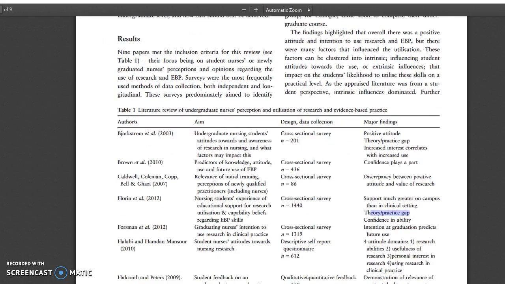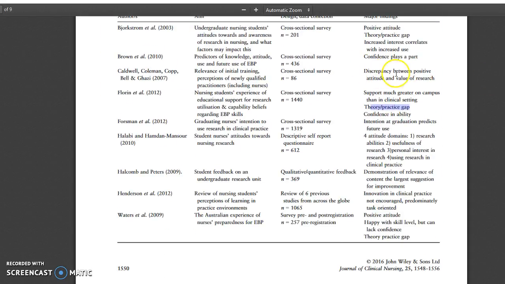So, sorry. When we look here, we can see a discrepancy between positive attitude and value of research. I'd be having a look at that and asking, well, what do they mean there? Similarly, this particular finding says support for research use is much greater on campus than in the clinical setting.